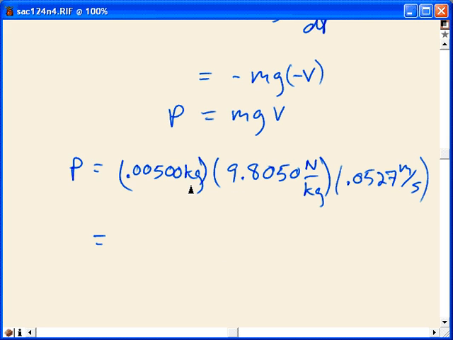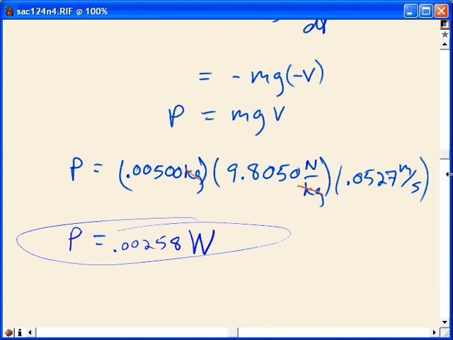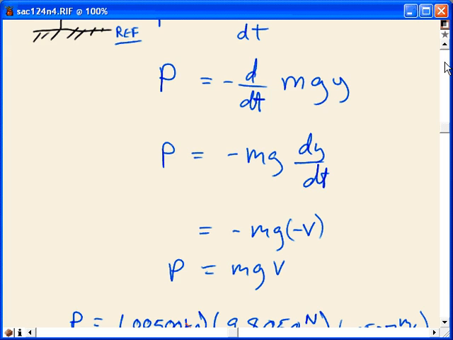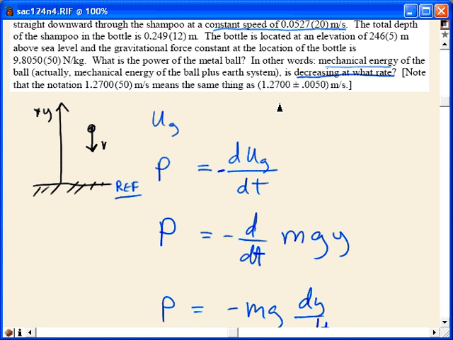So I want to check out the units for a second. The kilograms cancel. So I've got a newton meter per second, that's a joule per second, which is a watt. So we're going to have units of watts here. And I plug those values into my calculator, and I get 0.00258 watts.